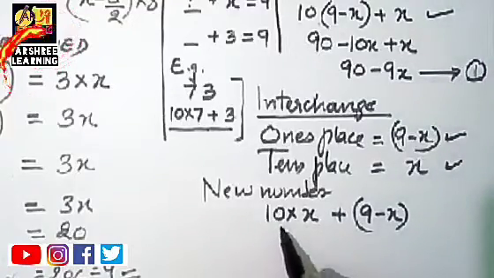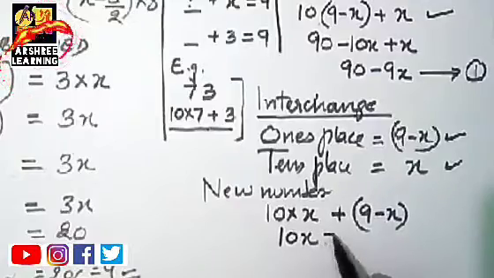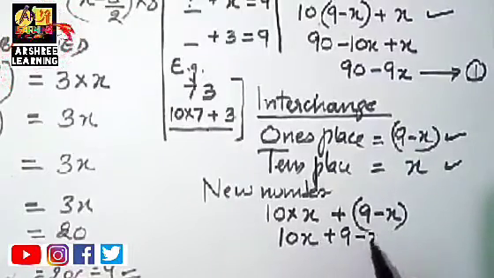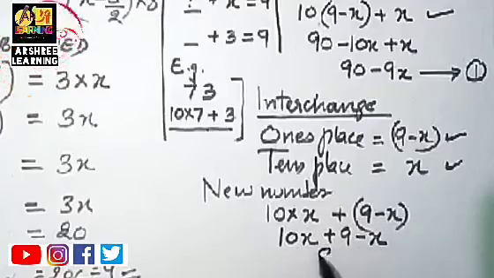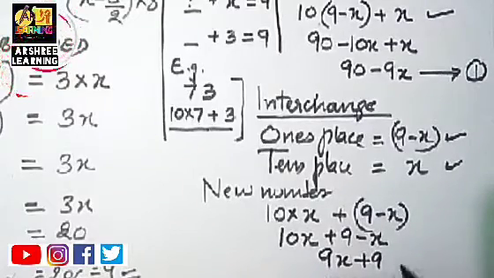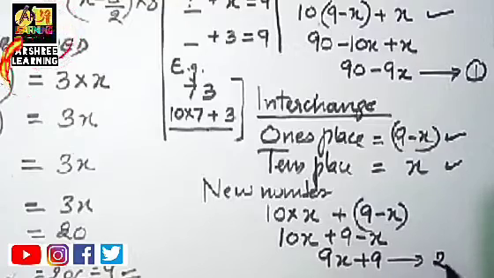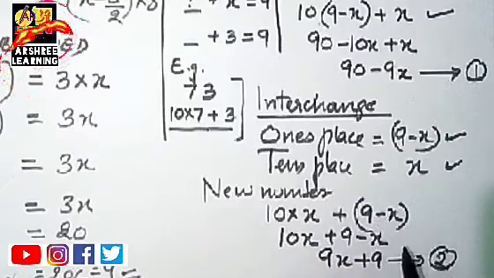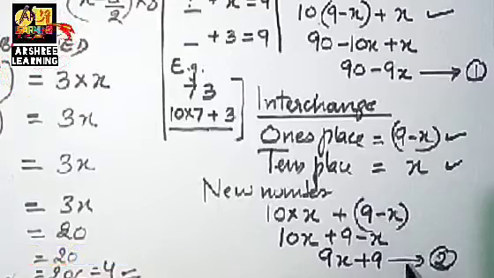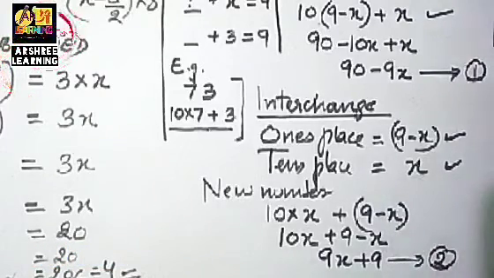Now we will simplify, it will become 10x plus 9 minus x. 10x minus x will become 9x plus 9. So 9x plus 9 is your new number which is interchanged. After this we have to solve the third step of the question. Before that, let's quickly revise. The ones place is x, the tens digit is 9 minus x.